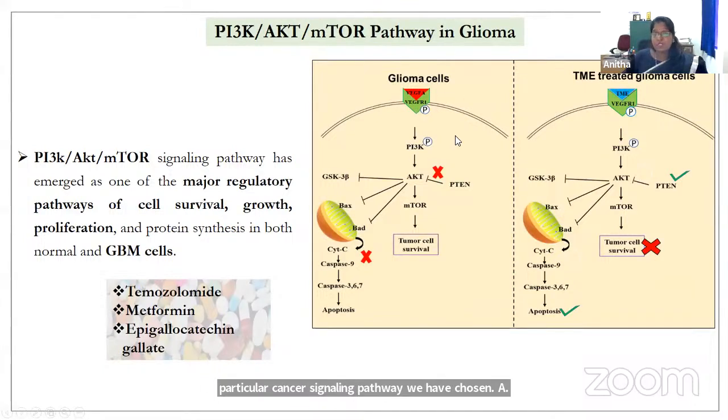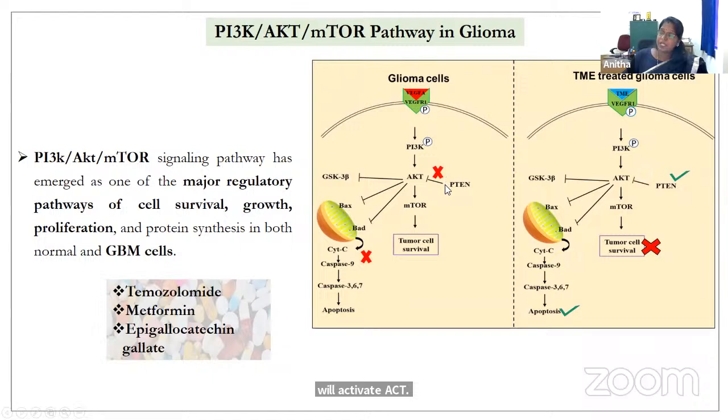If you see in glioma cells, that is the brain tumors, the ligand, VEGF, vascular endothelial growth factor, goes and binds to the receptor. It will phosphorylate and activate PI3K, and that will activate AKT. This AKT molecule has an antagonist called PTEN. This PTEN is actually inhibited in a glioma cell.